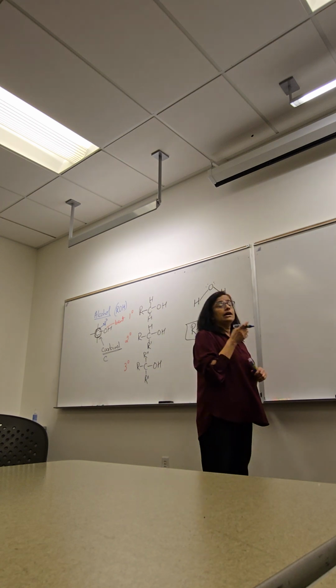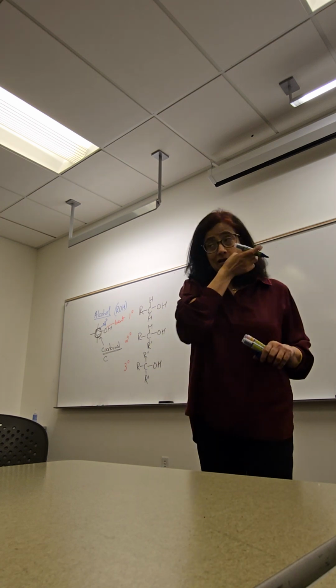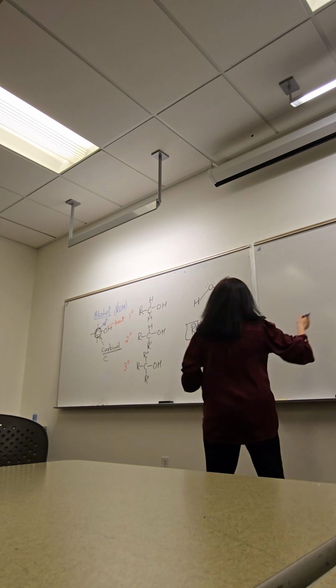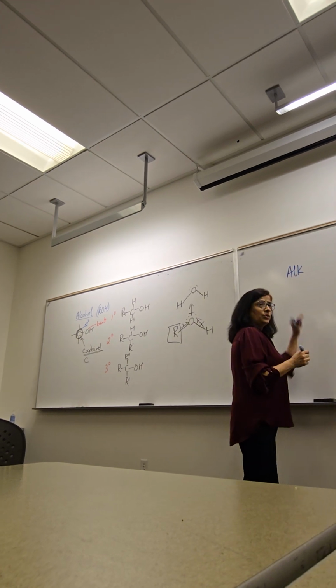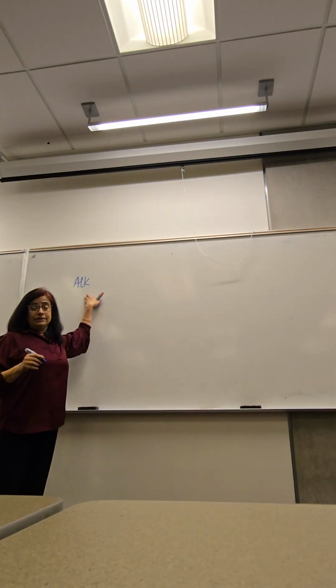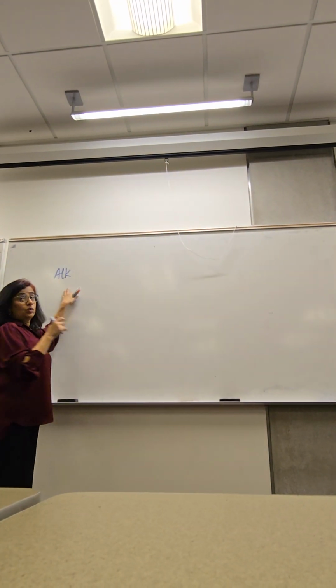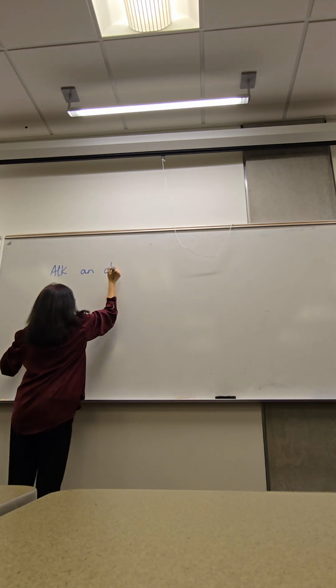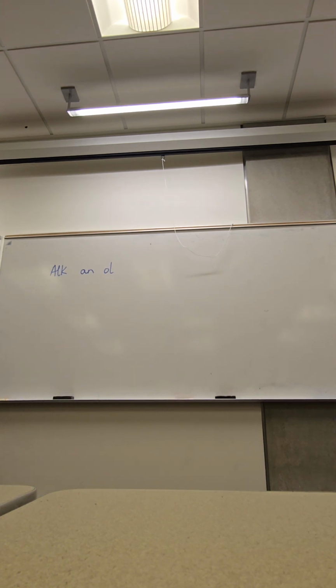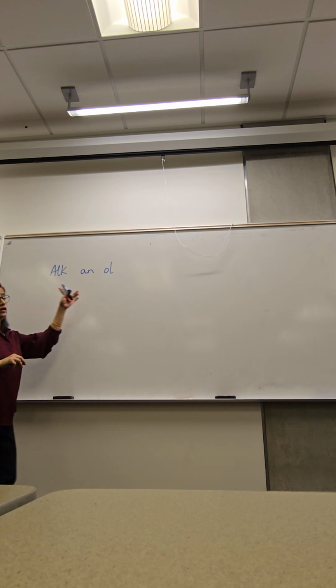Now, alcohols in IUPAC are not called alcohols. IUPAC calls them alkanols. We all know what alk means: the number of carbons. Ane becomes anol. There is no E there because these are not hydrocarbons anymore. There's a heteroatom, oxygen, in there. Alcohols in IUPAC are alkanols.